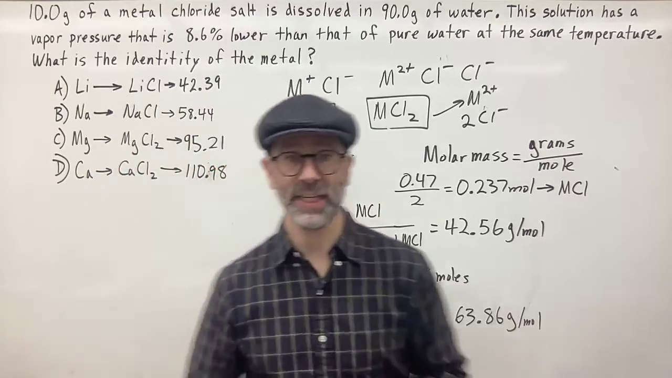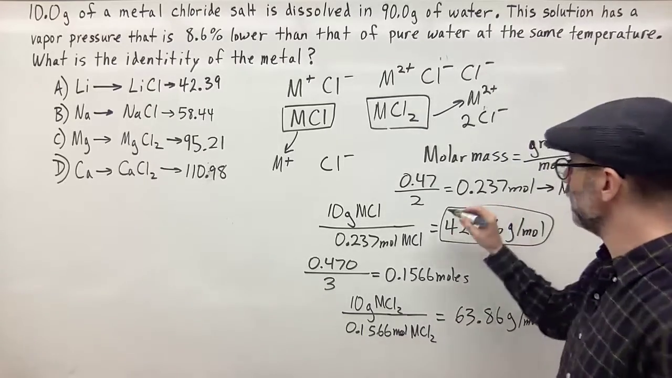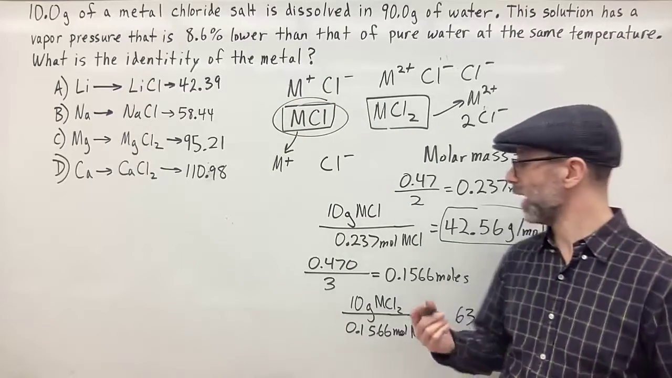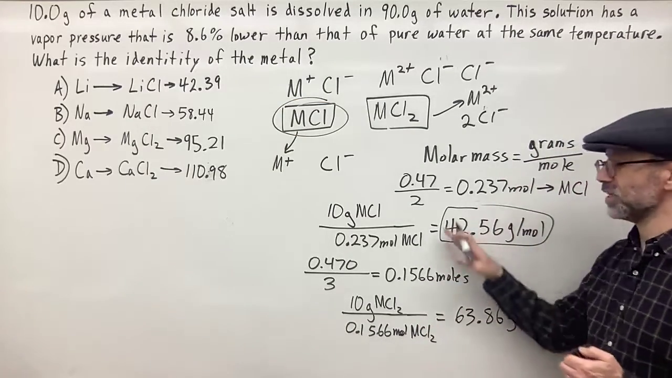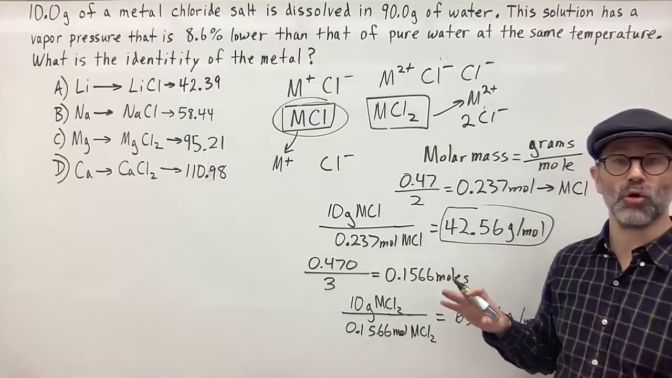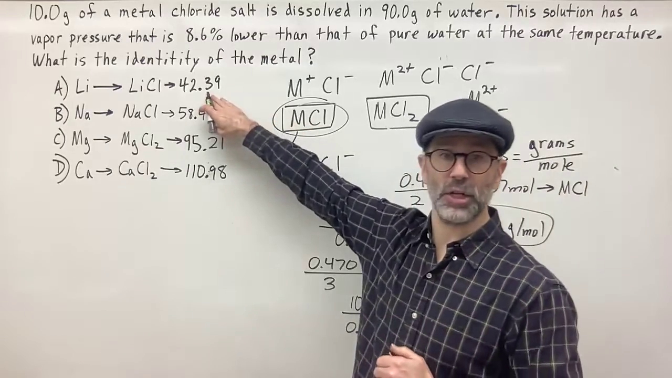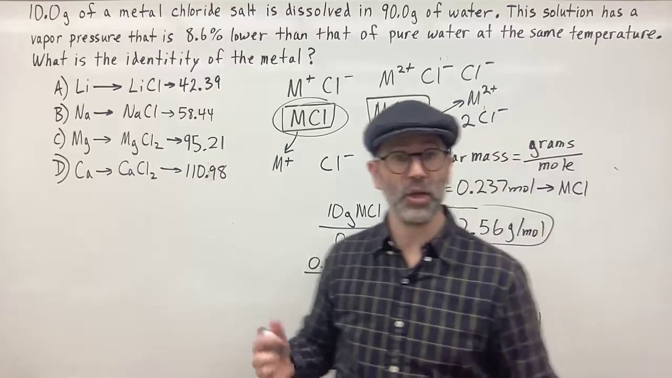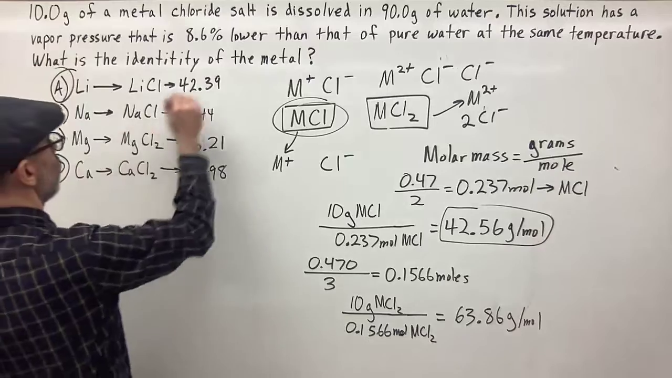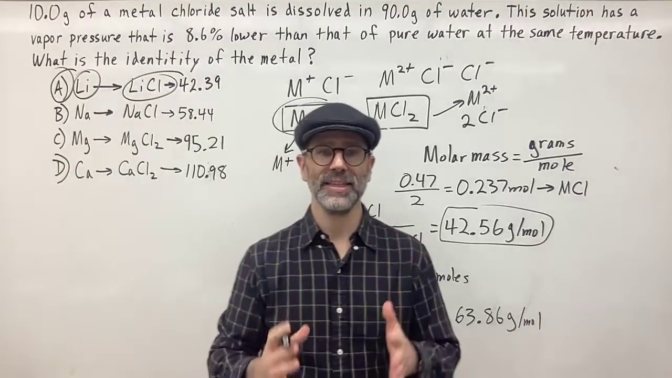So given all of this, it is quite clear that this is the formula of our metal chloride. This is the calculated molar mass of the metal chloride based on our data, and that matches very close to lithium chloride. So the metal is lithium. So A, in this case, lithium, would be the metal. And that's it for this problem.